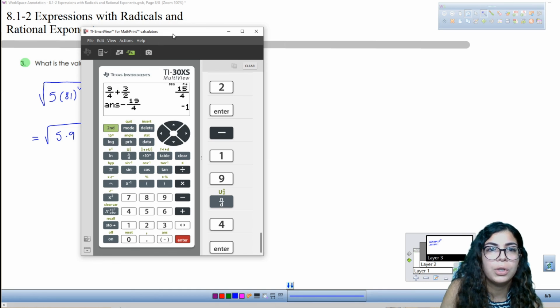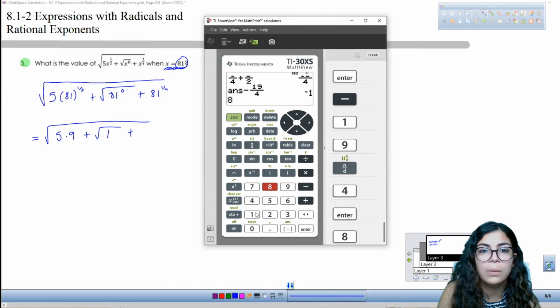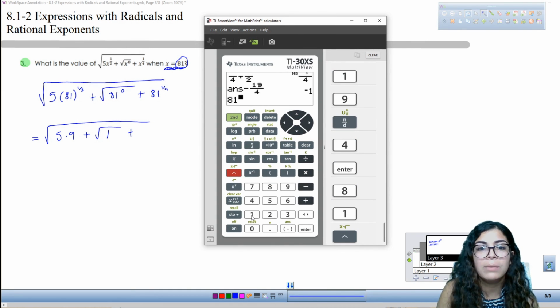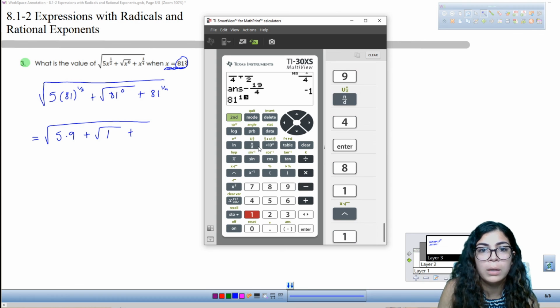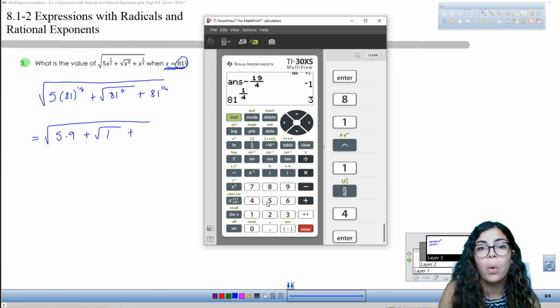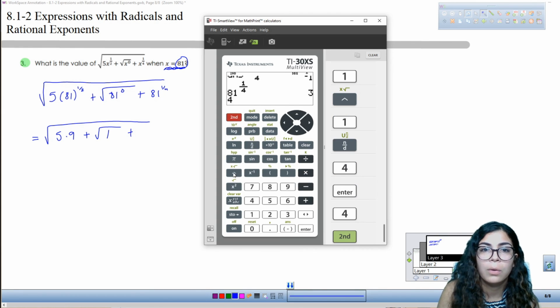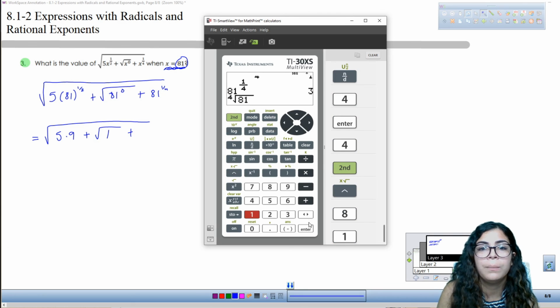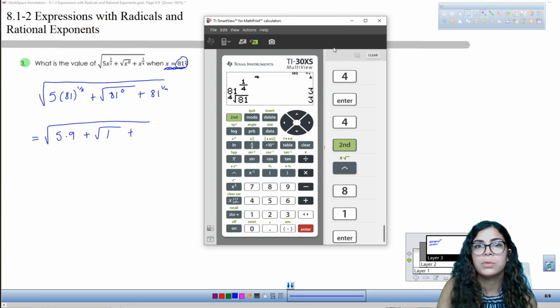But I'll also show you on the calculator, you could do 81 to the power, and you can even put a fraction in the power, 1 over 4, and it will give you that it's 3. Or you can know that it's the 4th root and do index 4, 4th root of 81, and it will give you 3 as well. So you could do it either way.